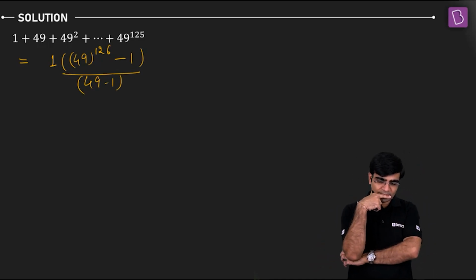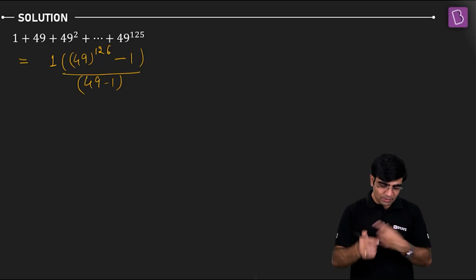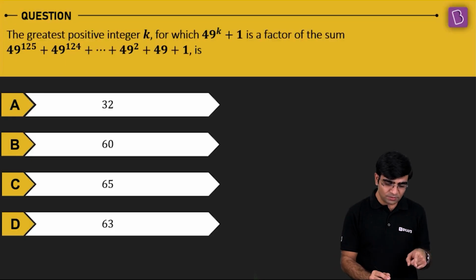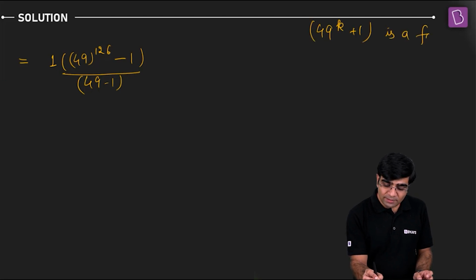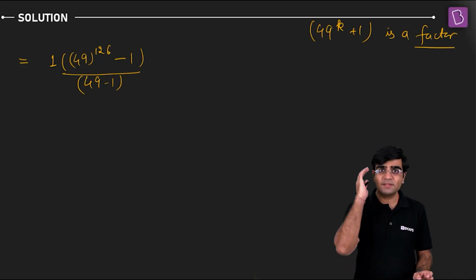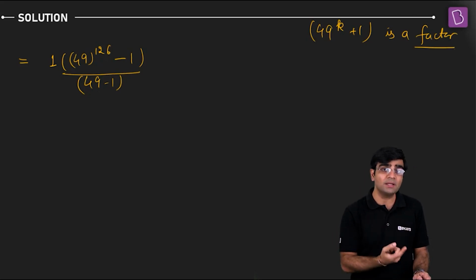Okay, so now they say, I hope people remember what the options were. They say that the greatest integer k for which 49 raised to k plus 1 is a factor. And my options are 32, 60, 65, 60. We will figure that out. But the only thing is that you have to keep in mind that 49 raised to k plus 1 has to be a factor. Right? This is the underlying statement which you have to always keep in your mind. Then only you will be able to relate it.